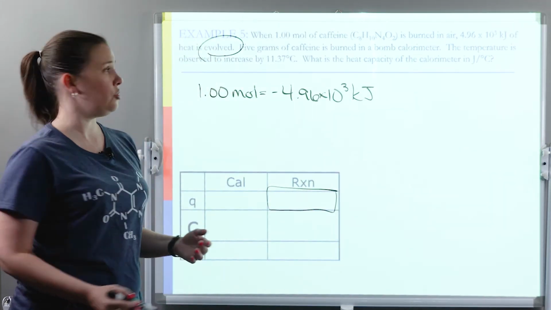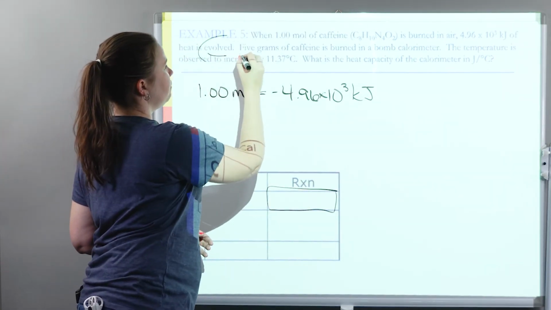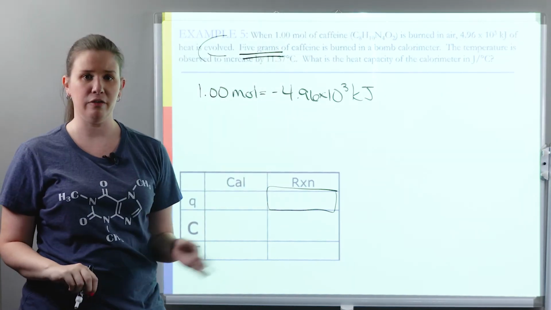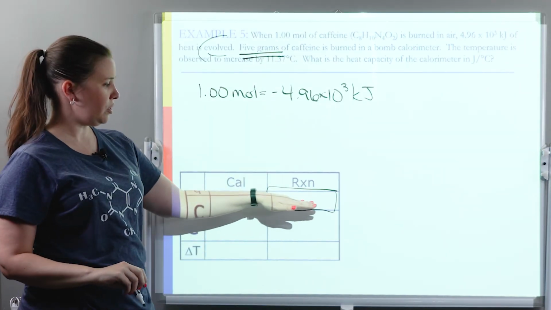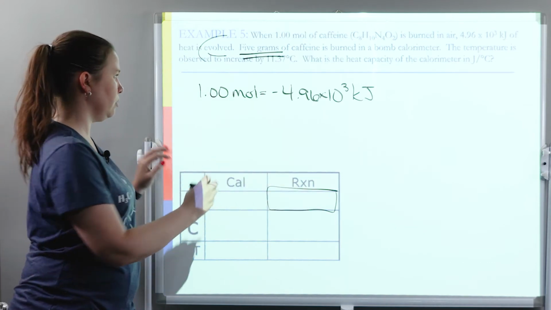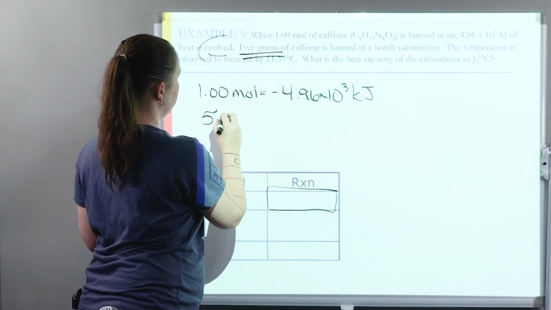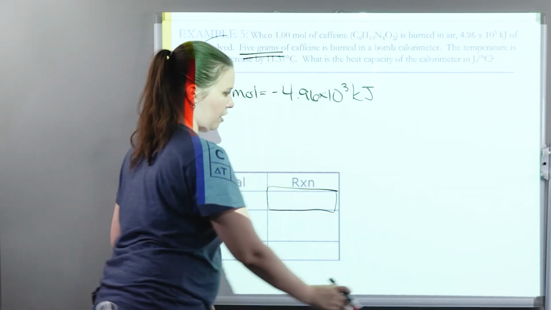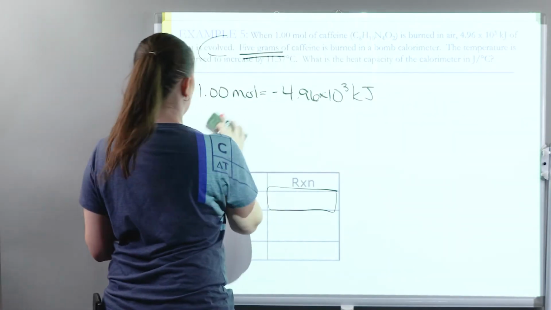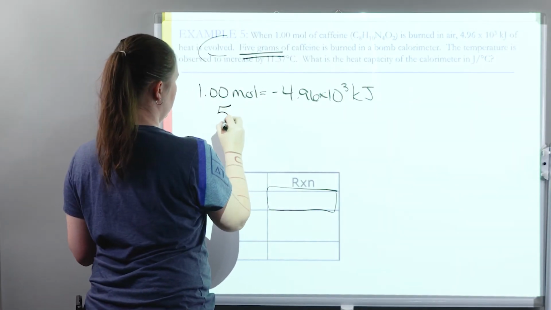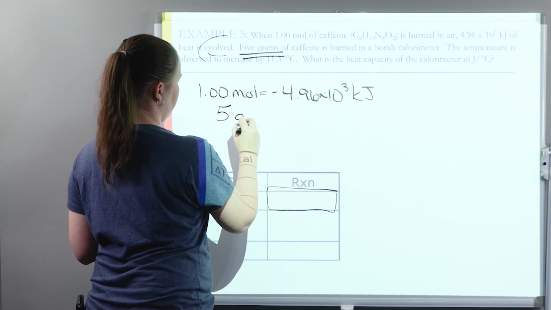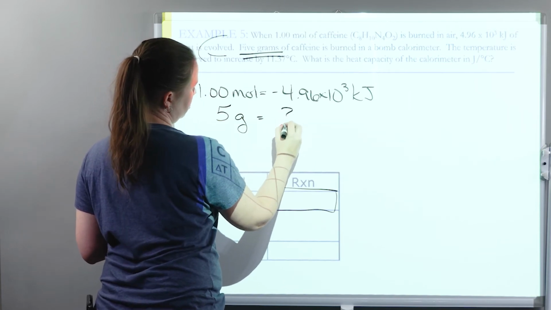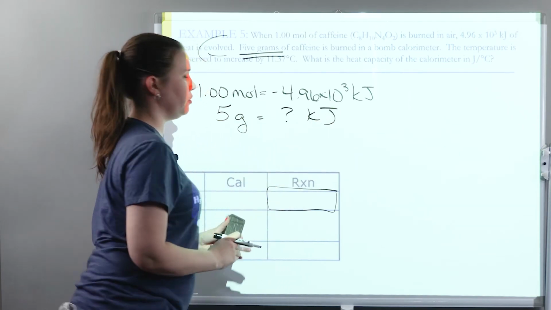But here's the catch. It actually says we've put 5 grams of caffeine in the calorimeter. So we want the heat for 5 grams in here. It's written out as 5, which would mean exactly 5, so I'm just going to write 5, and then it will not limit my sig figs. 5 grams is equal to how many kilojoules of energy?